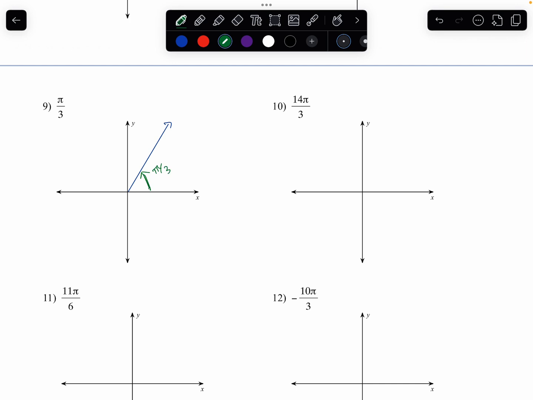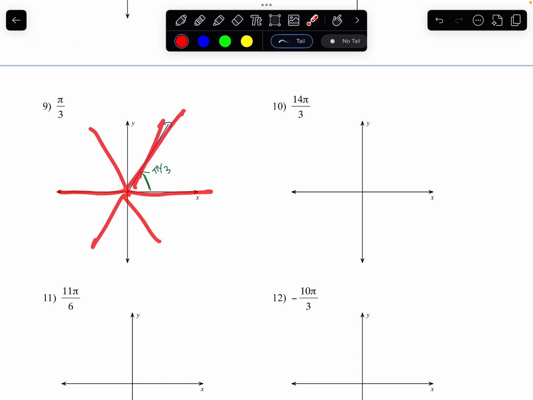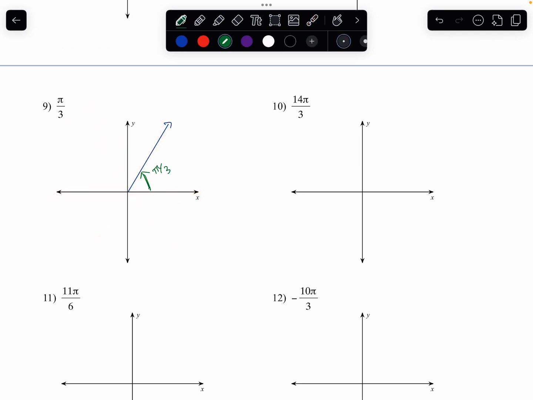So that's pi thirds. Now we have 14 pi thirds. So that actually means I need 14 of these. So 1, 2, 3, 4, 5, 6, 7, 8, 9, 10, 11, 12, 13, 14. So I'm actually going to draw that same angle but double. So that right there we know is pi thirds. I'm going to put it over here.